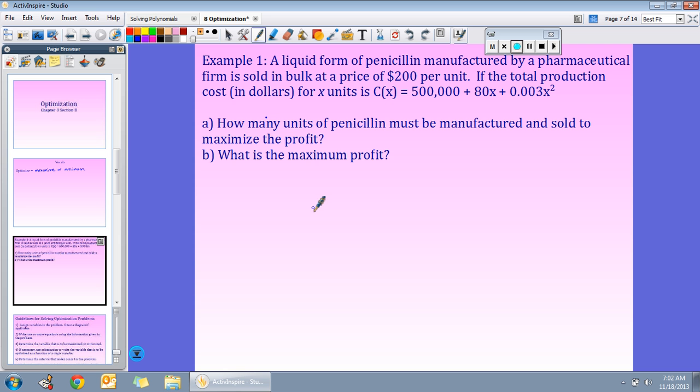For example, we could be talking about a liquid form of penicillin manufactured by a pharmaceutical company, and it's sold in bulk at a price of $200 per unit. If the total production cost is C of x equals 500,000 plus 80x plus 0.003x squared, how many units of penicillin must be manufactured and sold to maximize the profit? So ultimately all we need to do is come up with an equation for profits.